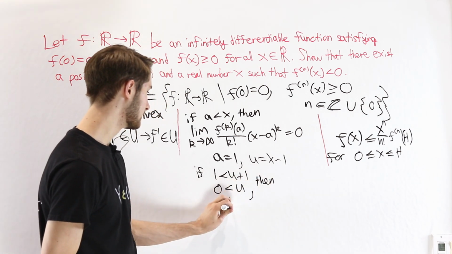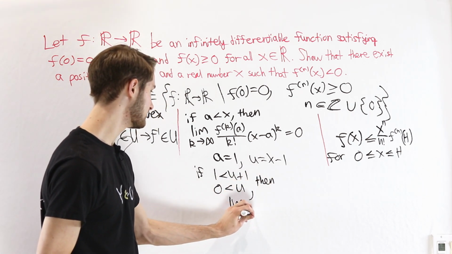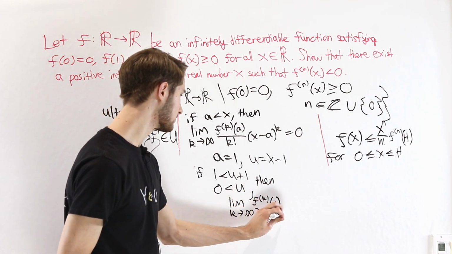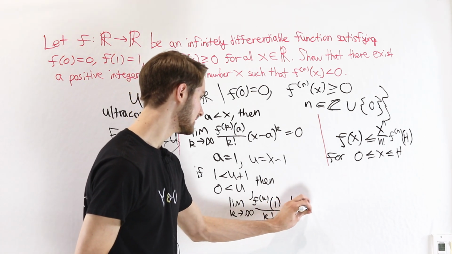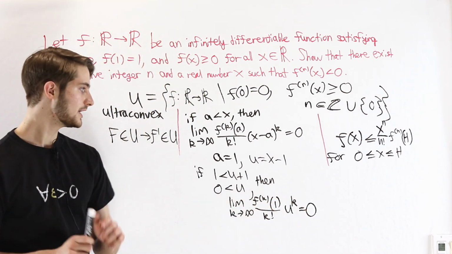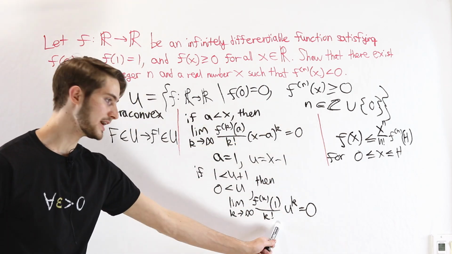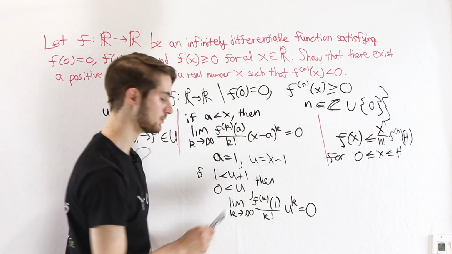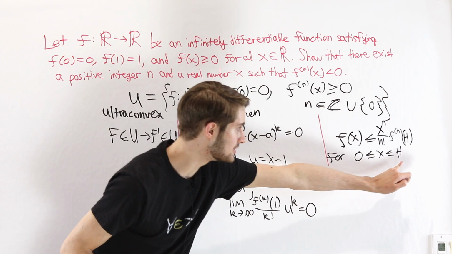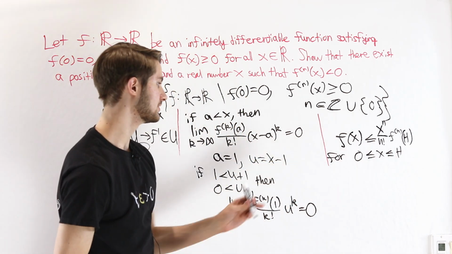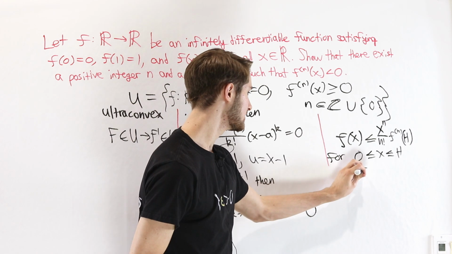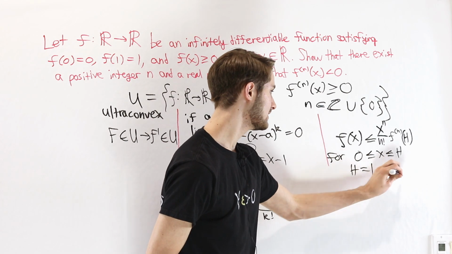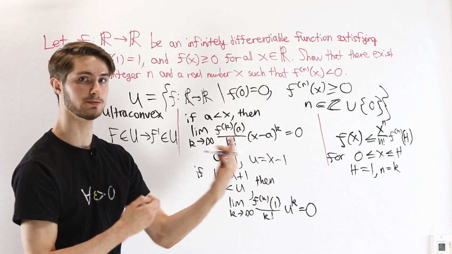Then the limit as k approaches infinity of the kth derivative of f times 1 over k factorial times u to the k equals 0. So now we want to make this expression on the right match what we have over here. And we can do that if we plug in h equals 1. Remember, our only restriction on h was that it was greater than or equal to 0. So let's say h is equal to 1. And we can substitute n equals k because n and k are both dummy variables in this case.